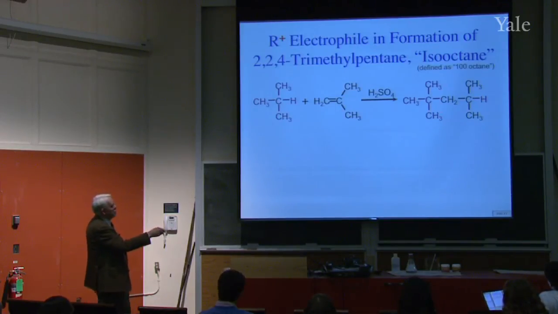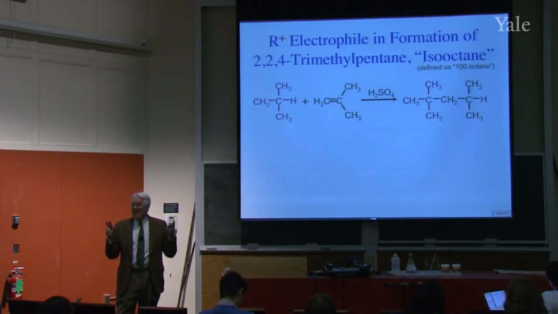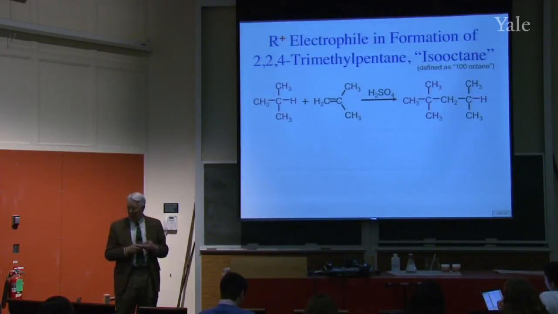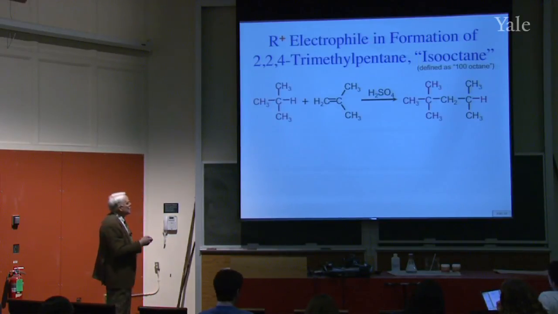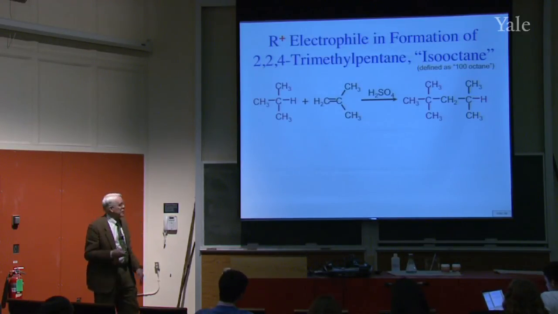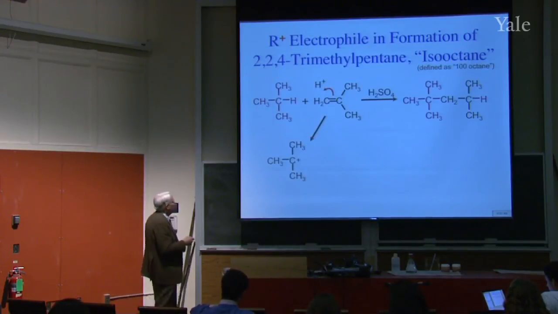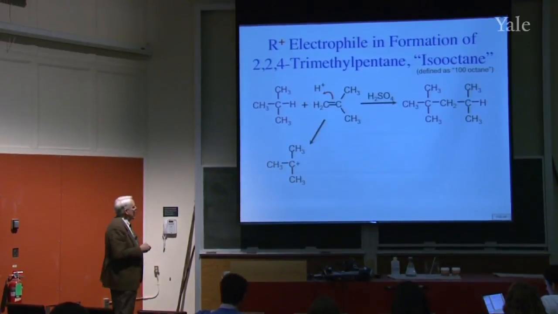Incidentally, this product was not irrelevant, because that's what they mean when they say octane. That compound is defined as 100 octane for the engine performance. So this was being worked on during the Second World War to try to make high quality fuel for airplanes. Okay, so we'll follow what Noel says and make the t-butyl cation.